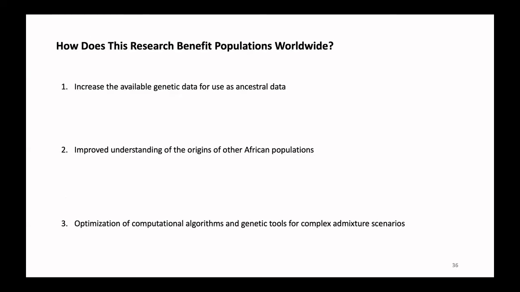So how does this benefit populations worldwide? One of the biggest areas that would be affected is obviously the increased availability of genetic data for use as ancestral data in other populations. As all populations are linked, we would have an improved understanding of the origins of African populations, and with that, origins of other populations worldwide, as well as the optimization of computational algorithms and genetic tools for complex admixture scenarios, which is not only present in Africa, but worldwide.